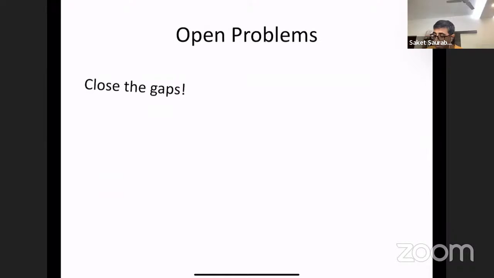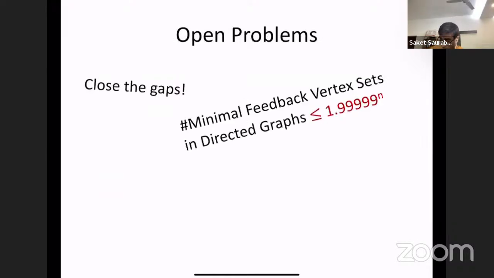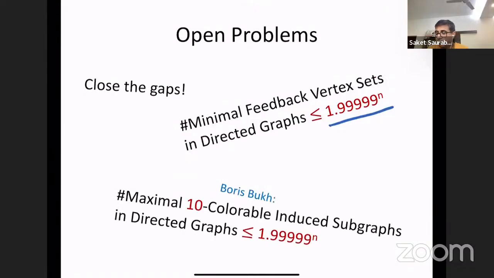Here are some open problems: close the gaps. Another problem is that in directed graphs there is something called minimal feedback vertex set, and all we know is this. Or you could show bounds for maximal 10-colorable induced subgraphs, even in undirected graphs. You can think of your own problem: if you're trying to do something on graphs, ask how many such objects are there. Come up with the right definition of those objects and then try to count them, try to enumerate them, and it leads to some very nice and beautiful tricks and techniques.